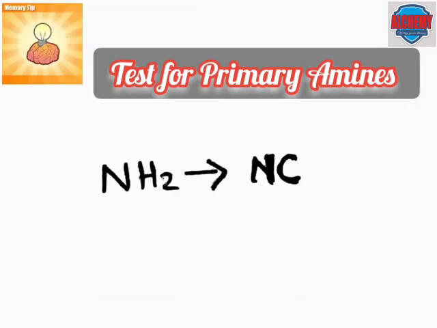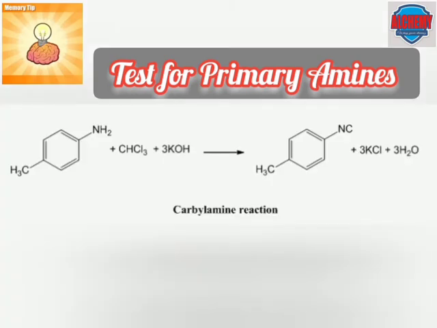The memory tip for learning the carbalamine reaction is very simple. The NH2 part is converted to NC, that is, isocyanide. A simple example is given here, and we can see that the NH2 part is converted to NC, and the carbalamine formed is a foul-smelling substance, so we can easily understand that the amine was a primary amine. The secondary and tertiary amines do not show this reaction.